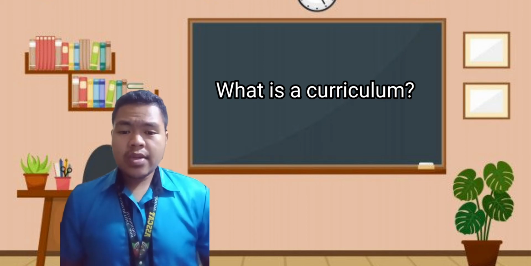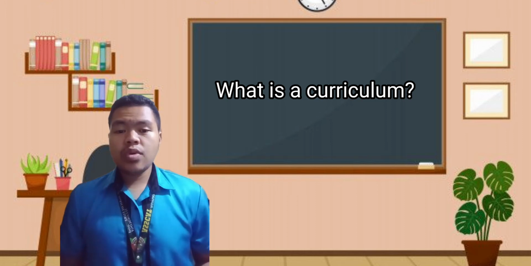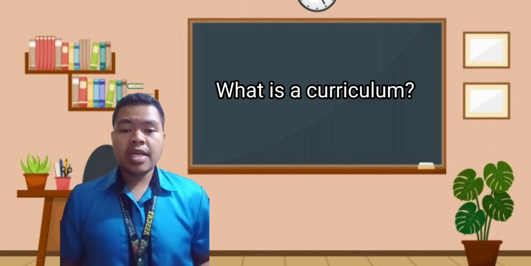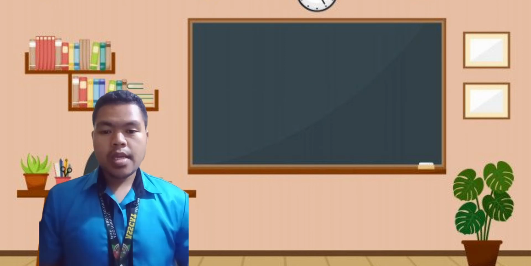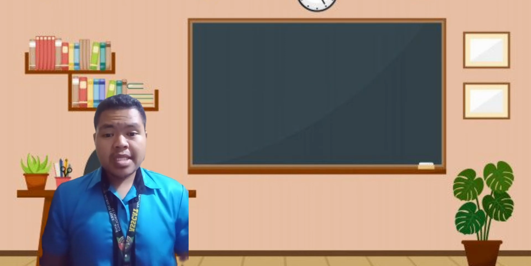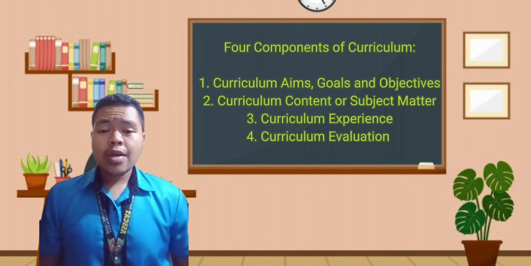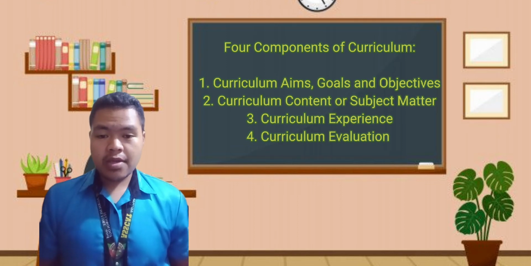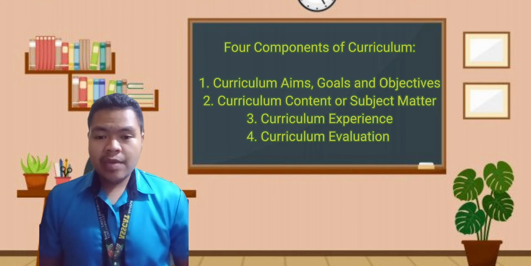So, what is curriculum? When we say curriculum, it is a sequence that the student will practice and achieve their learning skills. And now you already defined the word curriculum. Let's proceed to its components. There are four components of curriculum. First, curriculum aims, goals, and objectives. Second, curriculum content or subject matter. Third is curriculum experience. And fourth is curriculum evaluation.